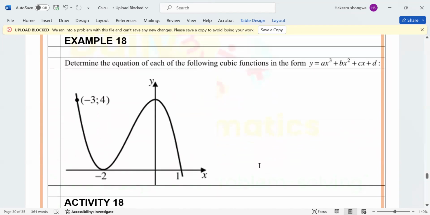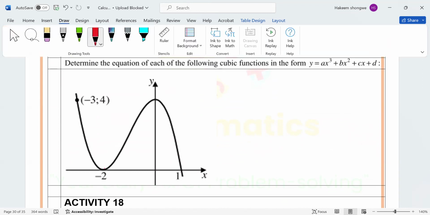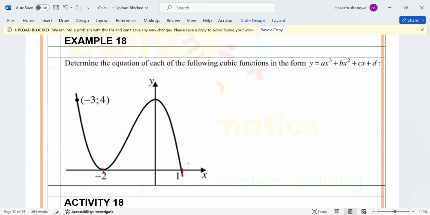Example 18. As a learner, you are supposed to determine the equation of the cubic function here. Now, if you look at this cubic function, it has points A, B, C, D. And then what is it that you are given? Well, now you need to check here. Am I given the x-intercepts? You come and check. Yes, I'm given the x-intercepts. This is x-intercept number 1, number 2.